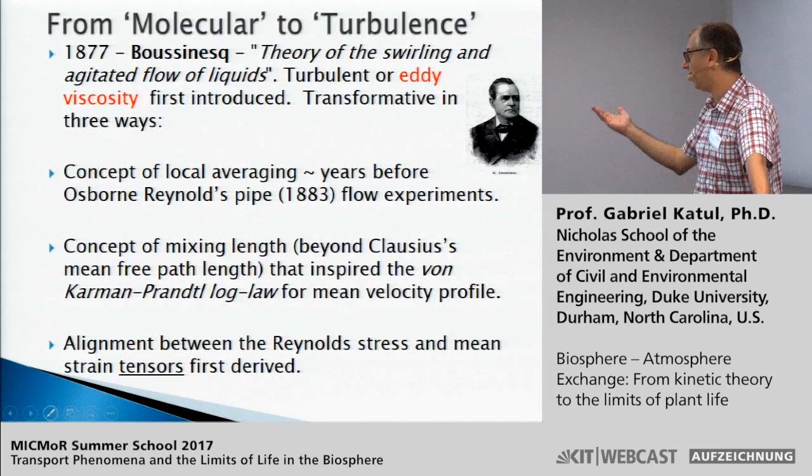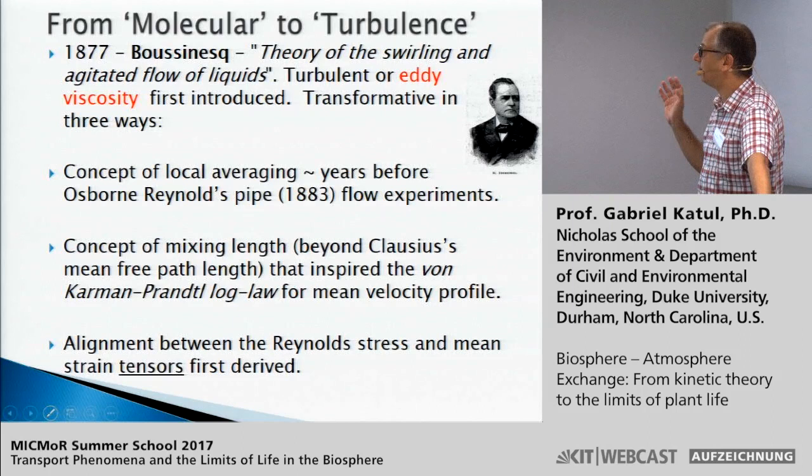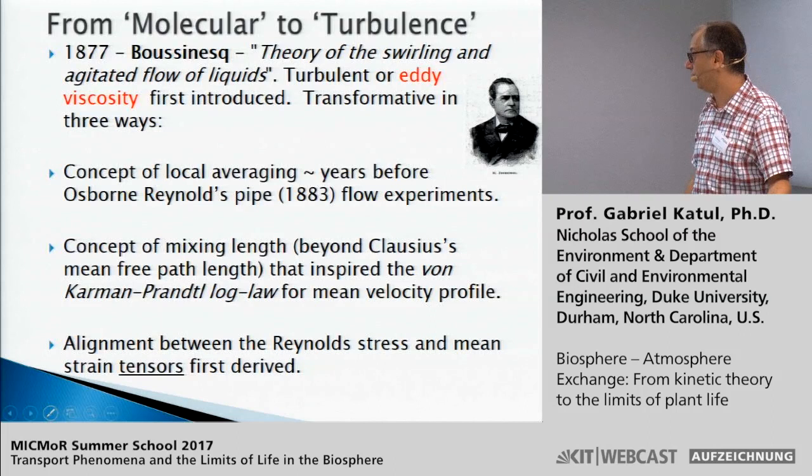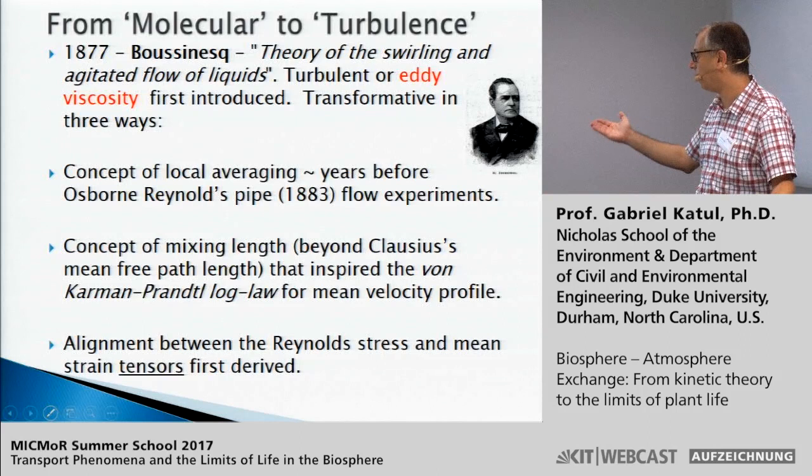And in fact, if you look at Boussinesq's paper, what is interesting about it is that he attempted to formulate it in tensor notation. So in other words, it was the first attempt to actually look at these equations from a tensor point of view. And he showed that the Reynolds stress, what we call now Reynolds stress, and the mean strain rate tensors are actually aligned. And that was the first result.